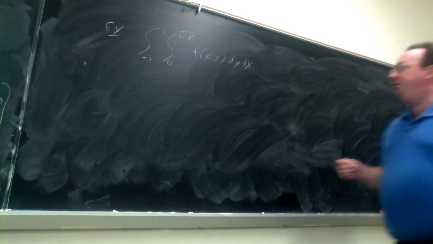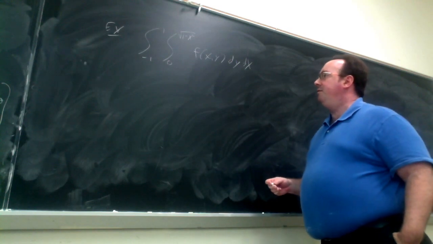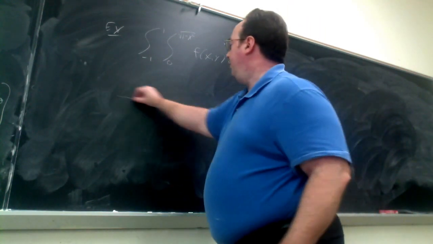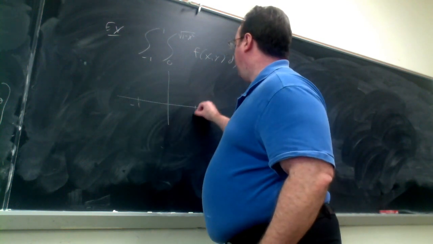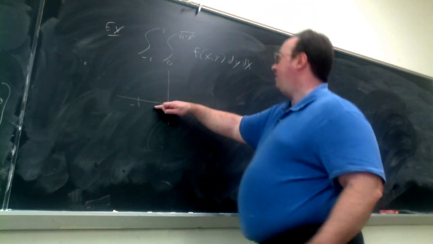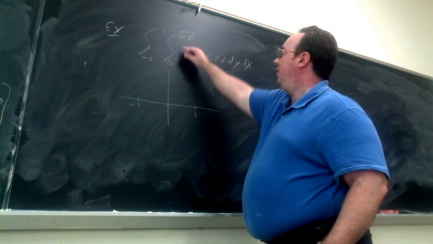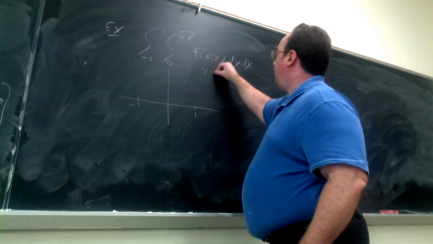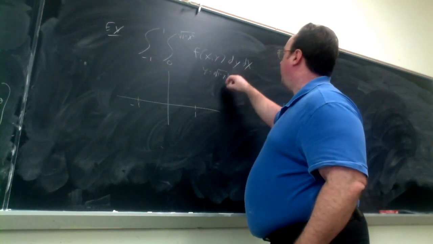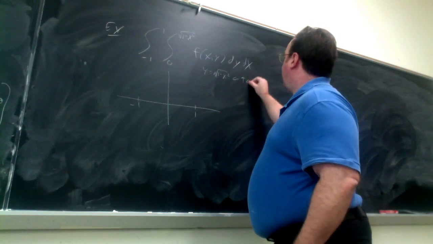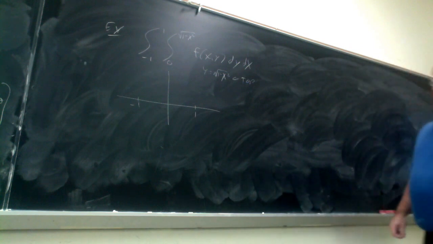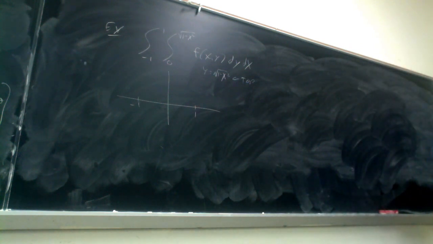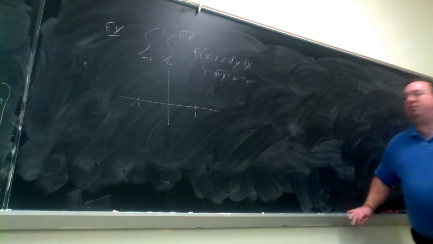Now, if we were to try to do this visually, so we're looking at x going from -1 to 1, and then y starts out at 0 and goes up to this curve. y equals square root of 1 minus x squared serves as the top boundary. Now, can anyone tell me what kind of curve that describes?